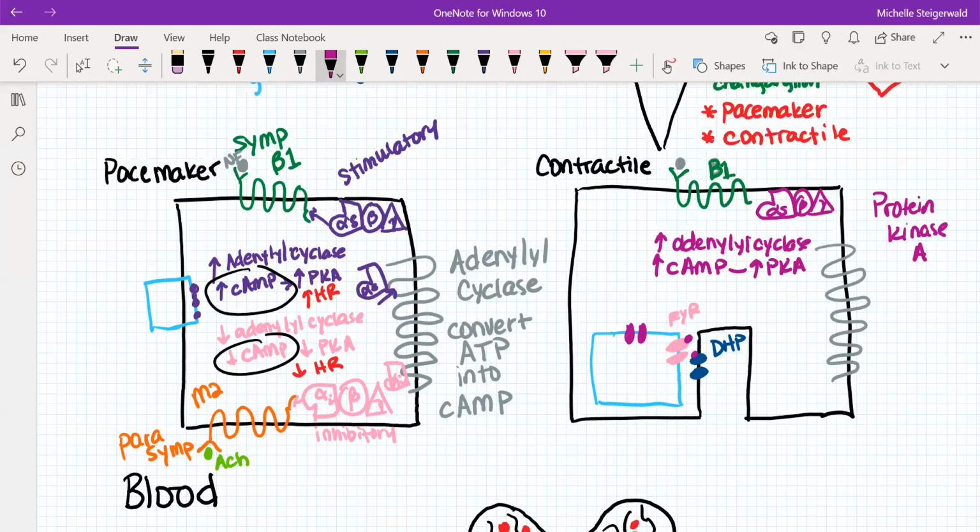But you've also got a faster heart rate, because if you've stimulated your sympathetic system, it's going to affect both the pacemaker and the contractile. And so now you've got all this calcium that's sitting out here.